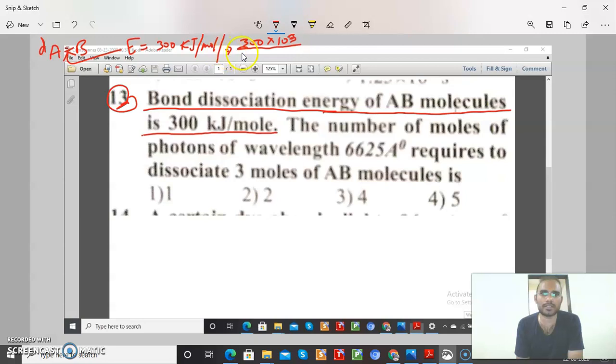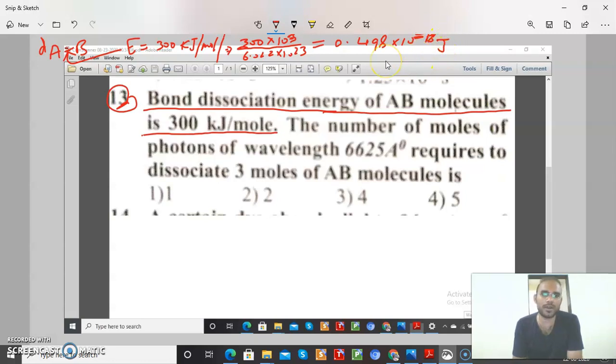So how much will come? You see the energy here, you divide by the number of moles, 6.022 into 10 to the power 23. If you divide this, what you will get? 0.498 into 10 to the power minus 18, and this is in joule.